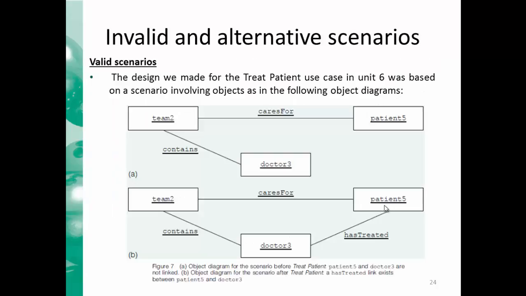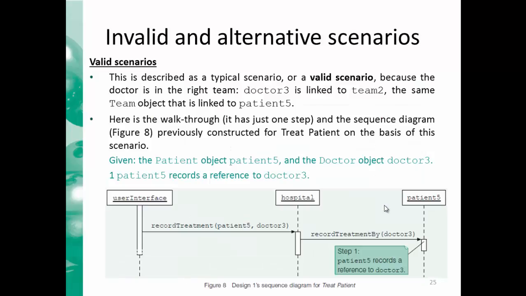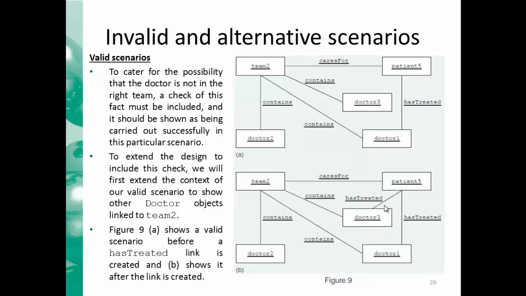Here is a valid scenario for the object diagram. Object diagram A is the object diagram for the scenario before treat patient: patient 5 and Dr. 3 are not linked, and in B we see them linked because Dr. 3 has treated patient 5. With the valid scenario, as usual, the user interface will talk to the coordinating object, and the coordinating object will call the method record treatment by Dr. 3, and things will go just as smoothly as usual.